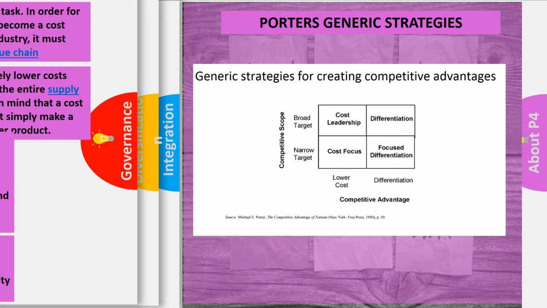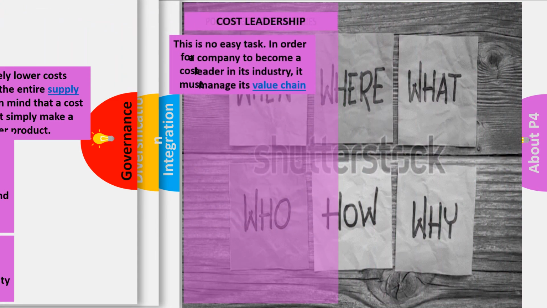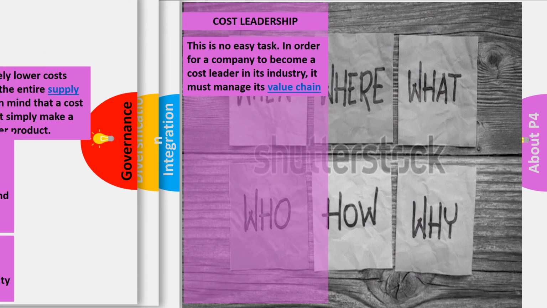And on the left hand side you've got the competitive scope, and on the right hand side you've got the competitive advantage, how you actually want to gain your competitive advantage. Cost leadership: how is the company going to gain competitive advantage through cost leadership?